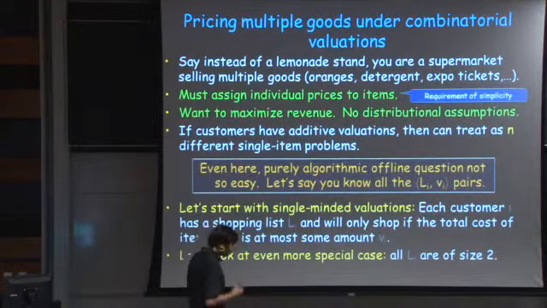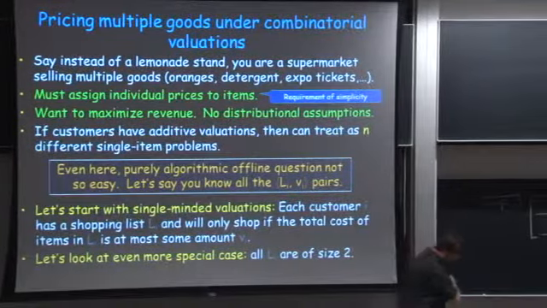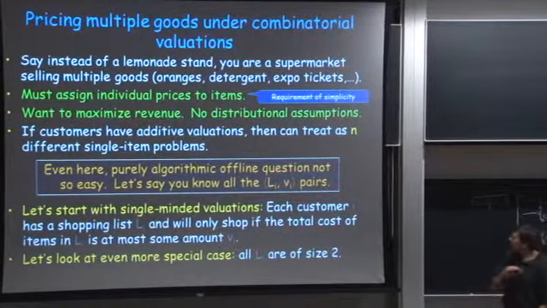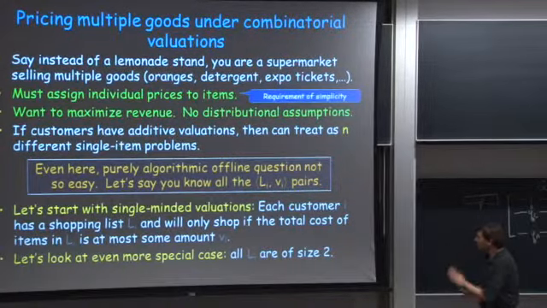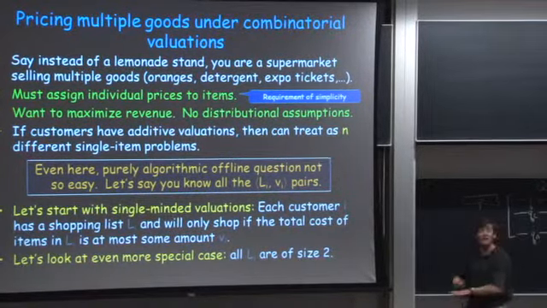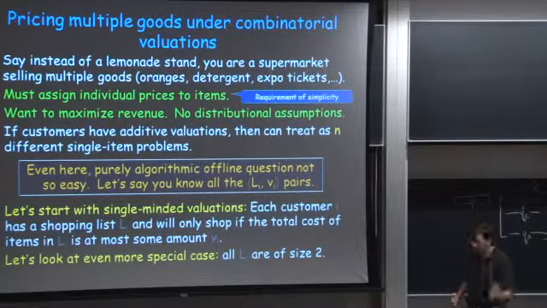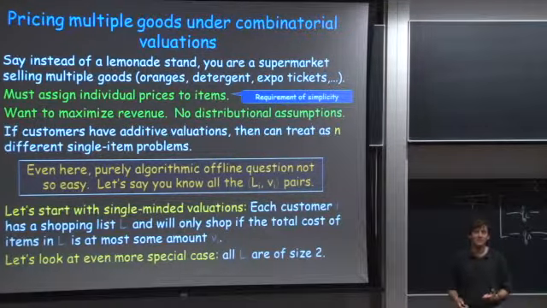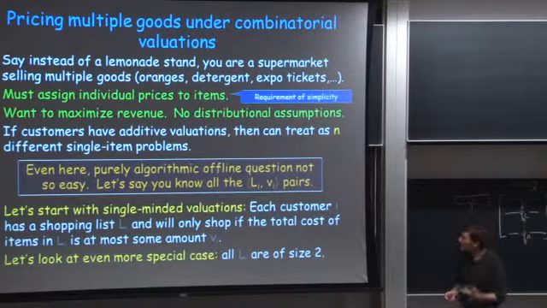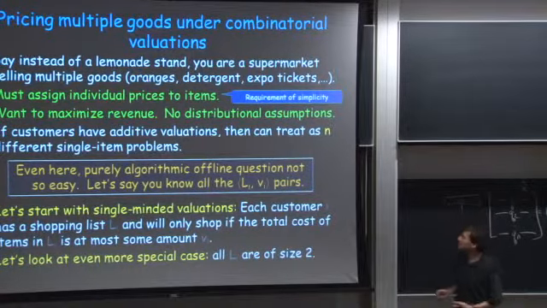Okay. And so here, even the purely algorithmic offline question, by offline I mean you know all your customers precisely. You could think of it as we have a distribution and we know it, or we have a specific set of customers, we know exactly what they want and how much they're willing to pay, and all we need to do is figure out what's the best price. Okay? Just the algorithmic problem of doing that, even that is not so easy. So let's take a look at that.